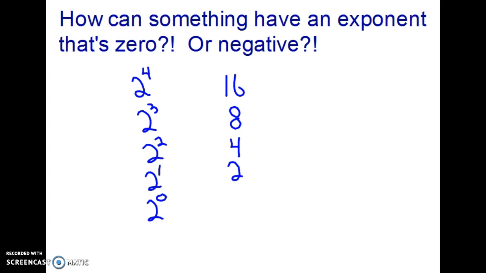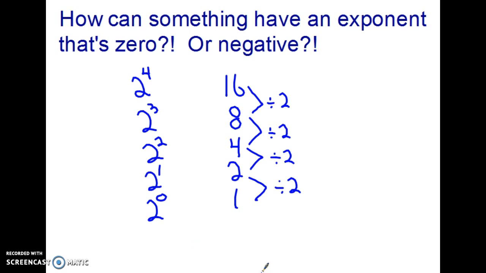Well, I want you to notice a pattern here. As I go down the list, look what happens to the numbers. You're dividing by 2 every time. Divide by 2. Divide by 2. So what are you going to get when you divide by 2 again? Well, 1. So 2 to the 0 somehow means 1.